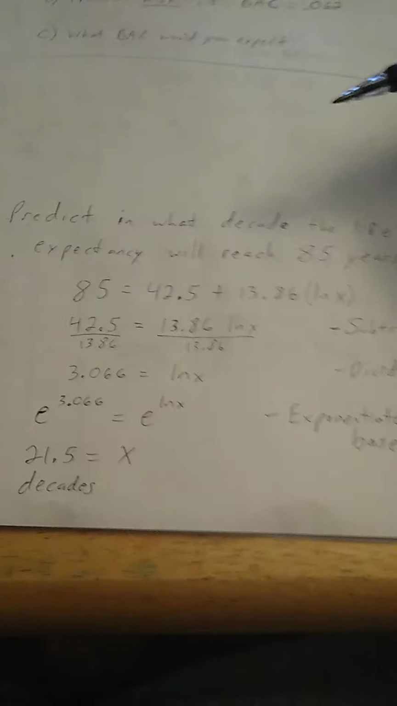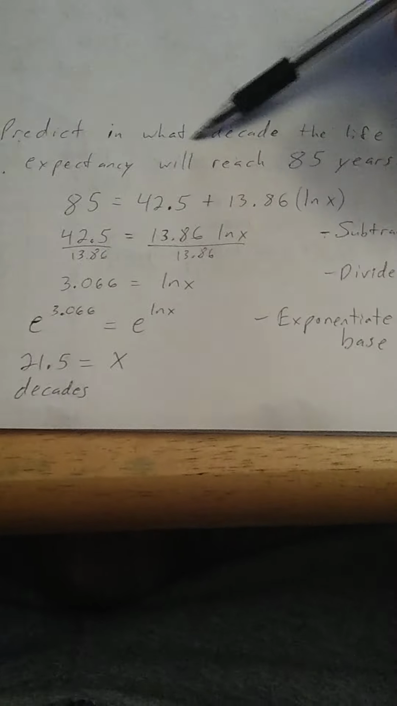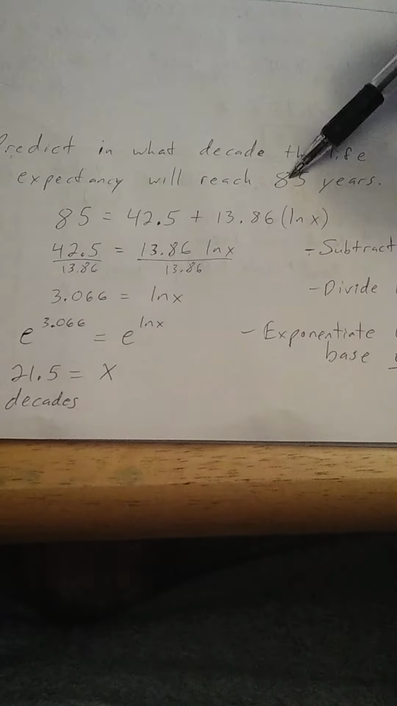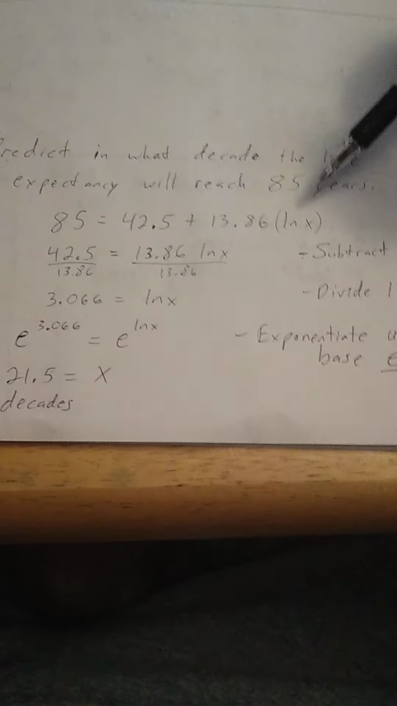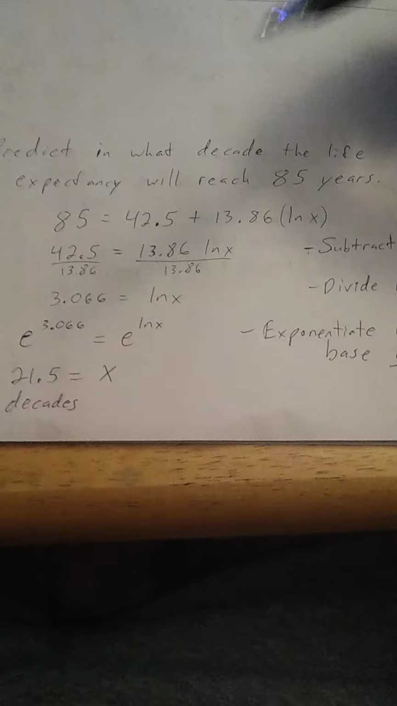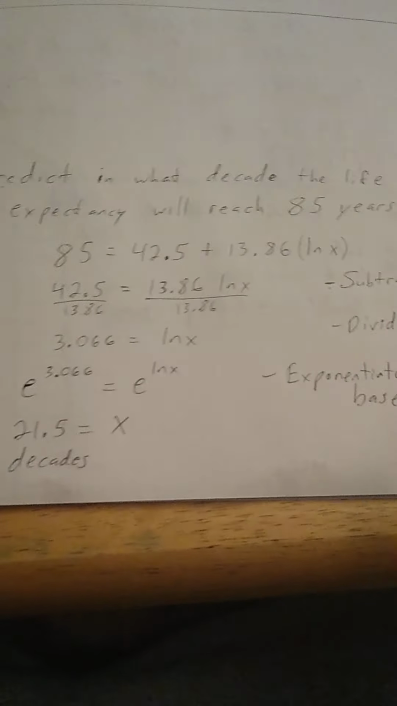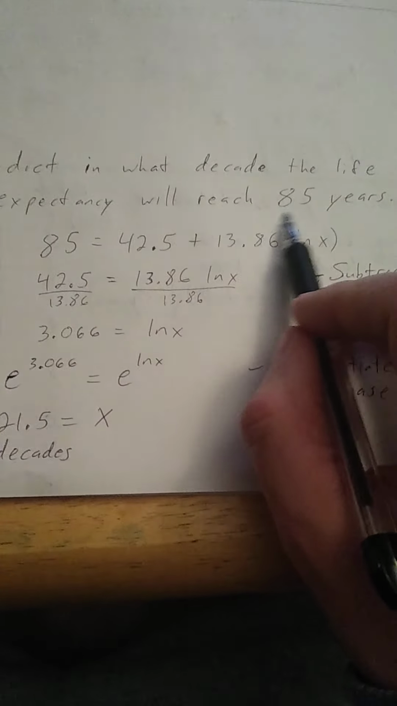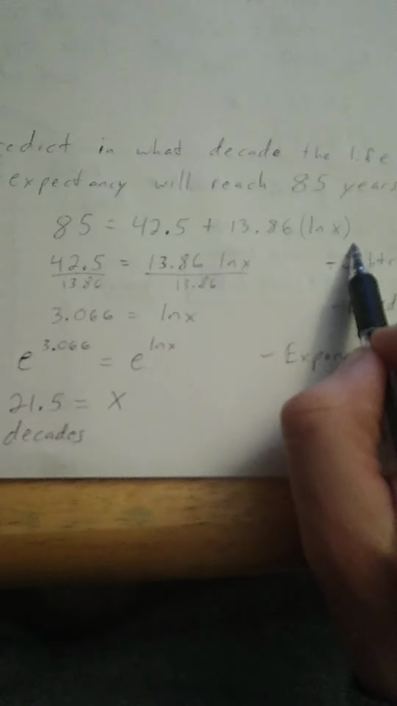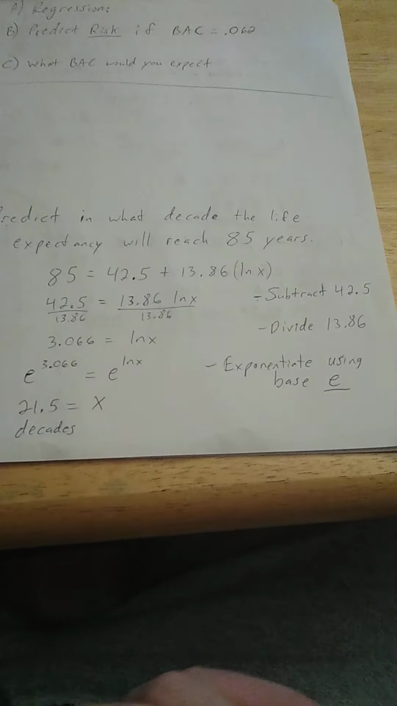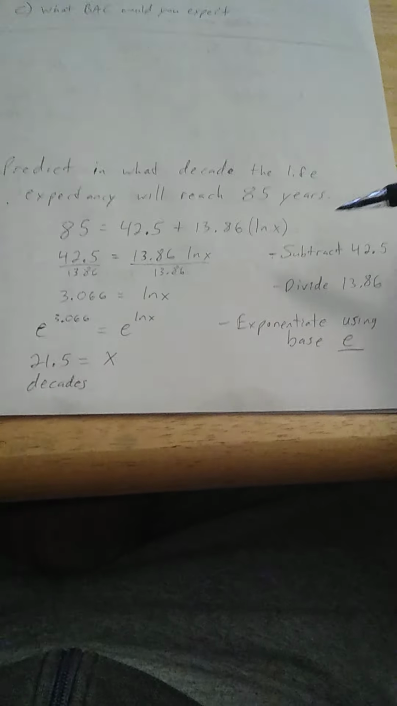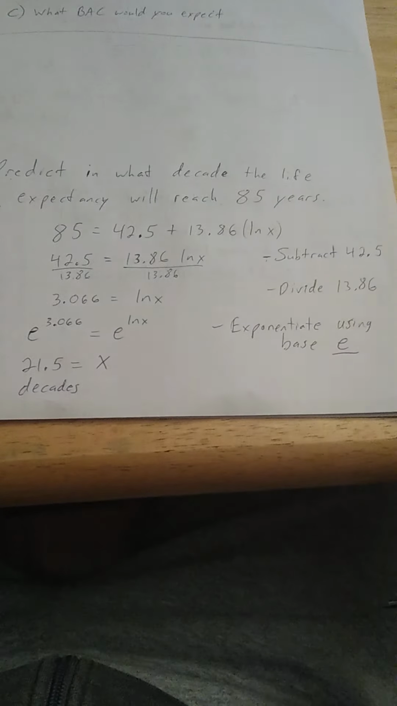I do have one more problem to solve. Question 3 says, predict in what decade the life expectancy will reach 85. So if this pattern continues, when will life expectancy get all the way up to 85? Life expectancy is y, so I'm going to plug that in for y into my equation from the calculator. I'll zoom out a little bit here so that we can see the whole thing if you want to stop and write all this down.